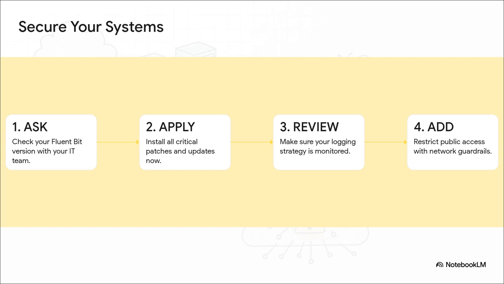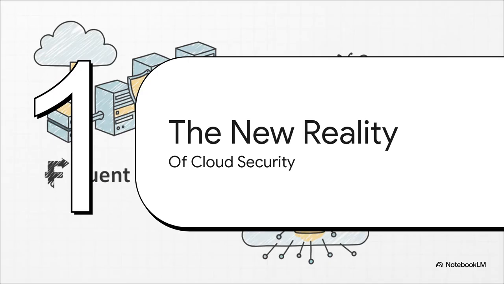And finally, step 4, add network guardrails. Think of these like digital fences that control who can get near this tool. It should never ever be exposed to the public internet, because hey, if attackers can't reach it, they can't attack it. This whole incident does more than just point out a single bug. It actually reveals a much bigger truth, a new reality about what it even means to be secure in the world we live in today.